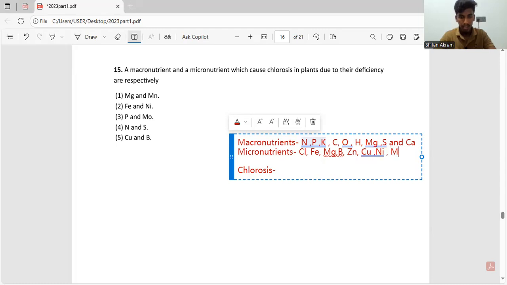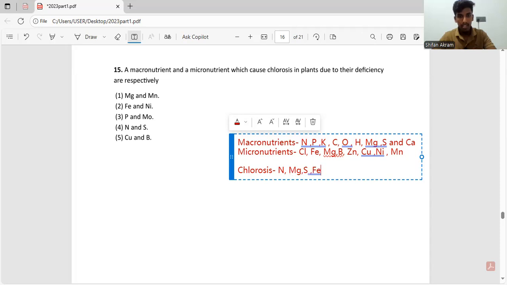And molybdenum. Now, these are all the macronutrients and the micronutrients that are required for the plant. So, which causes chlorosis? Chlorosis is caused by nitrogen, magnesium, sulfur, iron. So, let me write it down. Nitrogen, magnesium, sulfur, iron, right? Then what else?